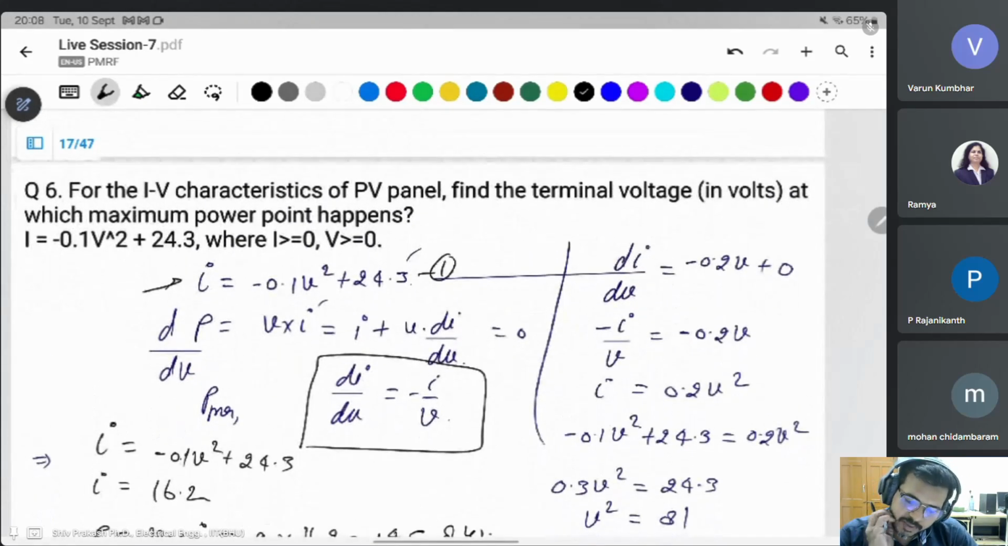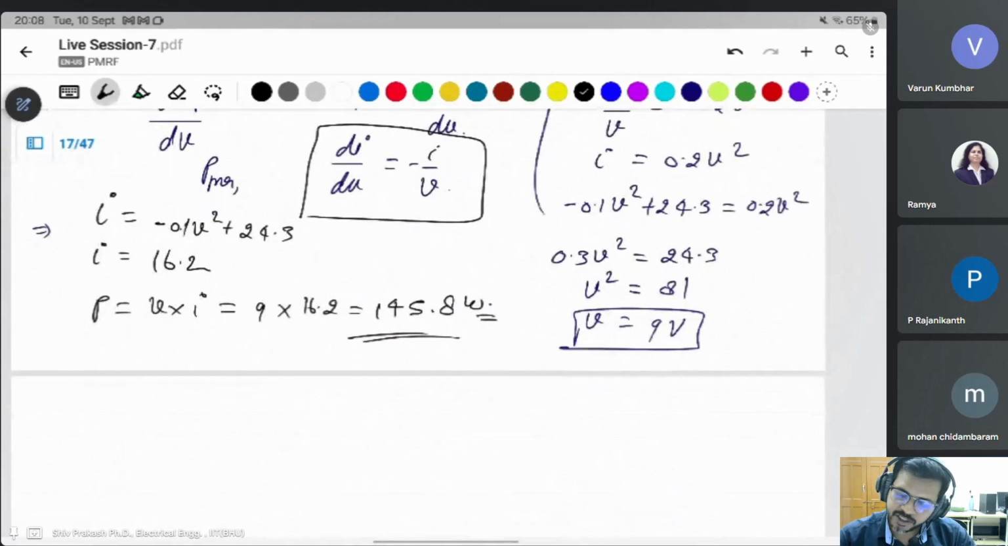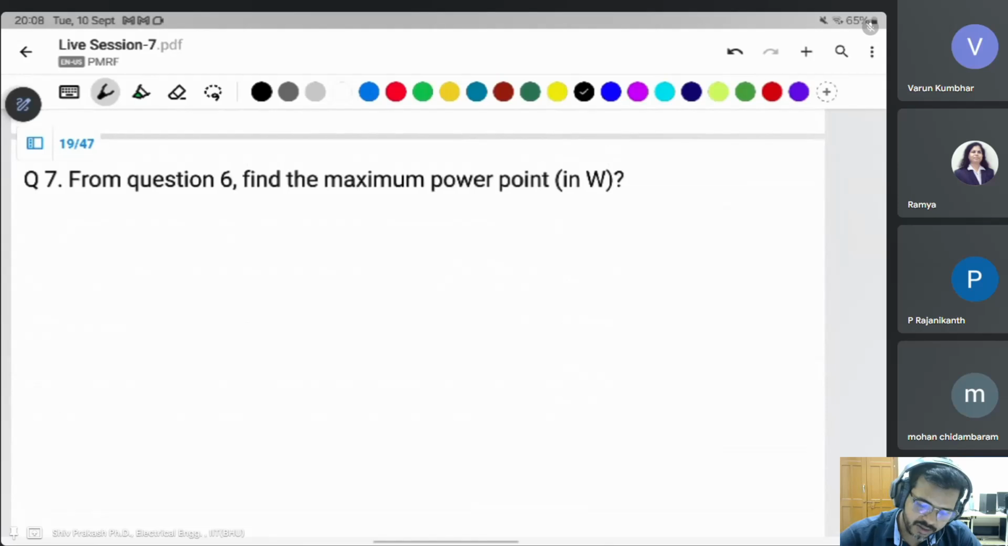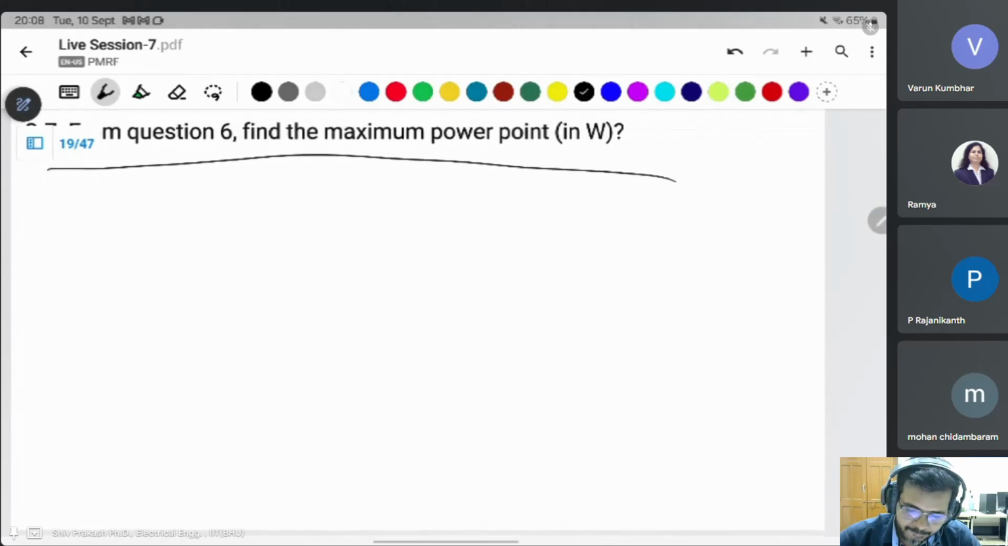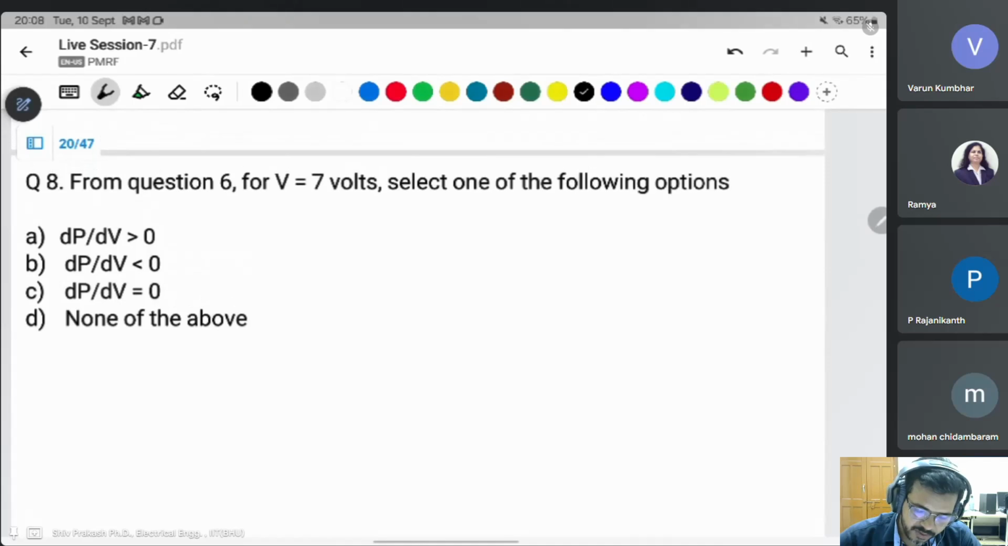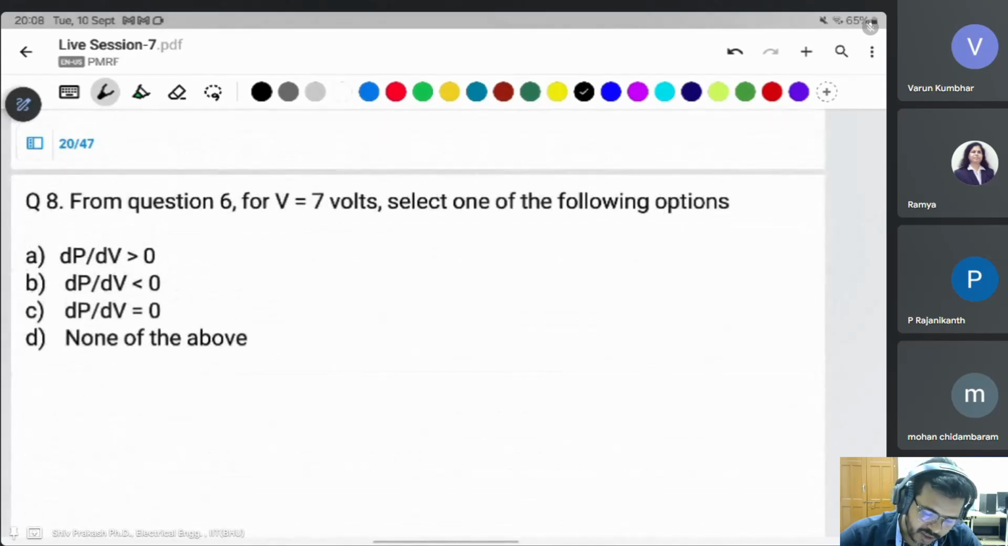For the IV characteristic of the PV panel, find the terminal voltage. It is asking about terminal voltage only. At the maximum power point, the terminal voltage is 9 volt. At 9 volt, you get the maximum power. What is the maximum power? It will be 145.8 watt. The next question is asking about the maximum power in watt. It will be the same, I calculated. For question 6, same thing.